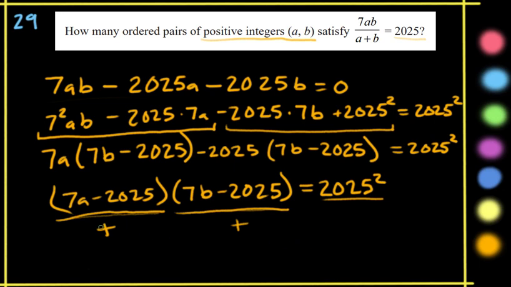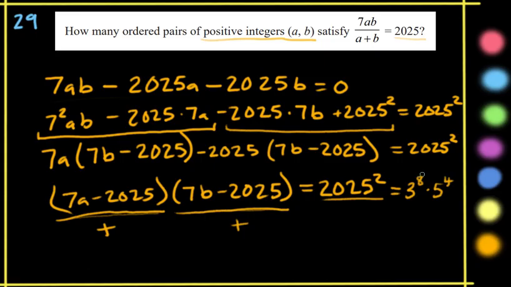And not only that, but each of these has to be a factor of 2025 squared. So 2025 squared is going to be 3 to the 8th times, let's see, is that right? 3 to the 8th times 5 to the 4th, because the prime factorization of 2025 is 3 to the 4th times 5 squared. So when we square it, we get this. And so that means there's going to be a lot of different factors of this 2025 squared.